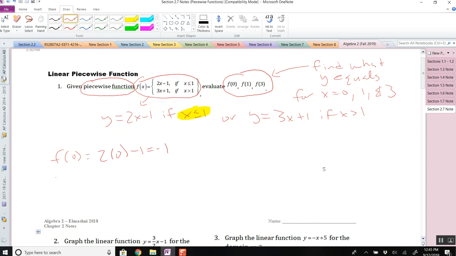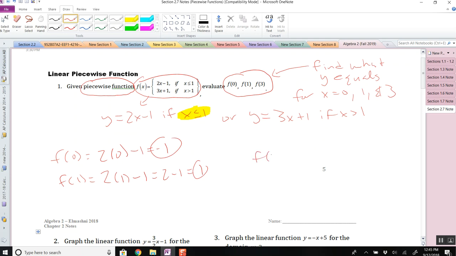Now for f of 1, I'm still going to use the same expression because the inequality that goes with 2x minus 1 is x is less than or equal to 1, so x could also equal 1. So I'm going to plug into that one as well, and my output's 1 in this case.